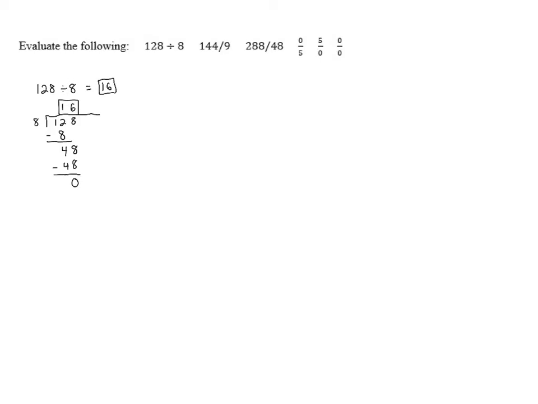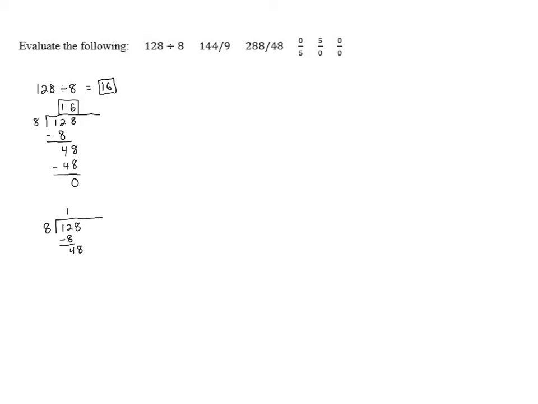Now, I want to show what happens if we do something a little bit incorrectly. All right, so what I'm going to do here is I'm going to make a couple of mistakes and see what happens, just so that we all are on the same page. I'm going to rewrite the problem here. 128 divided by 8. I'm going to do the first step correctly. 8 goes into 12 one time. 1 times 8 is 8. Subtract and get 4. We bring down the 8.